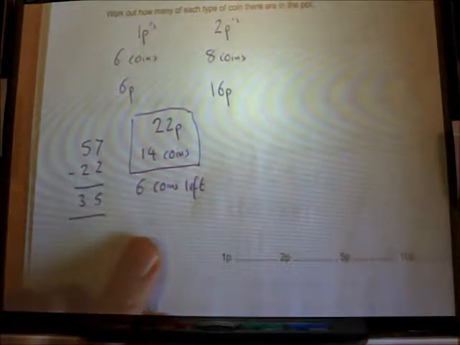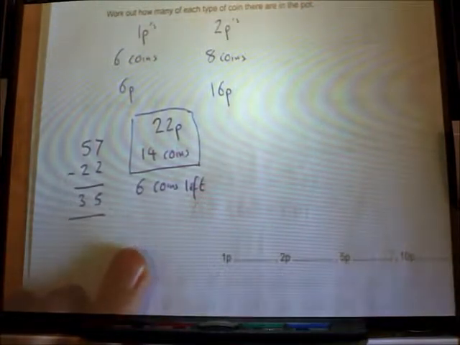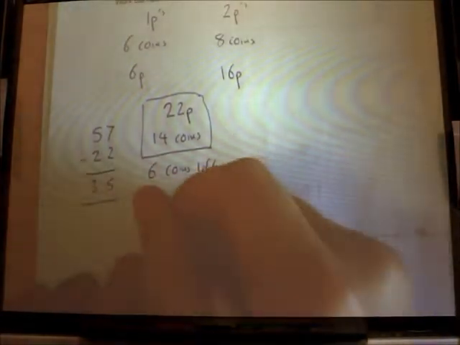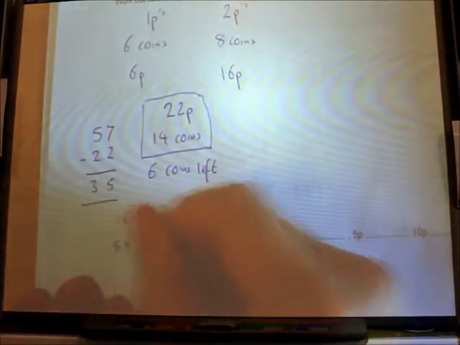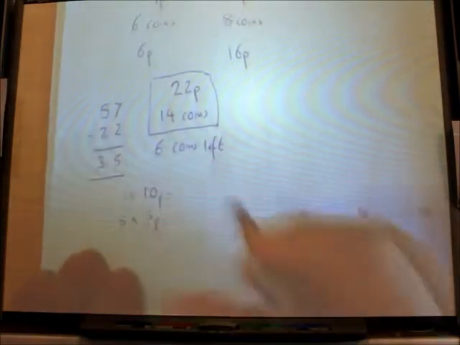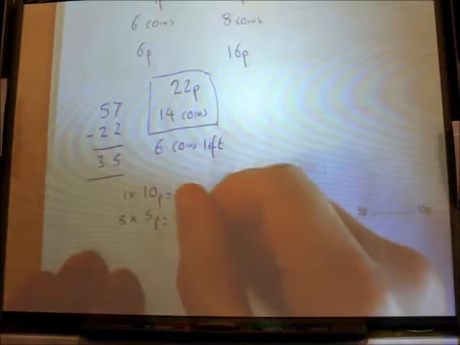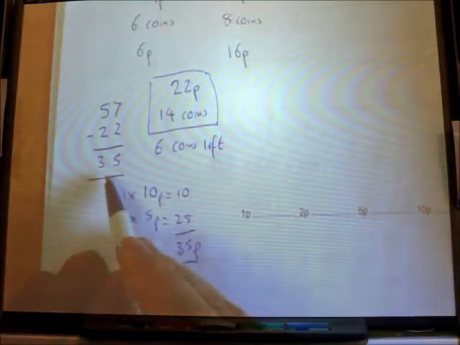You can have a little bit of trial and error with this one. I'm just doing it now. I'm thinking if we have one 10p, and we have 5p's, that will give you 25p, and that adds up to 35 pence, which is how much we want.